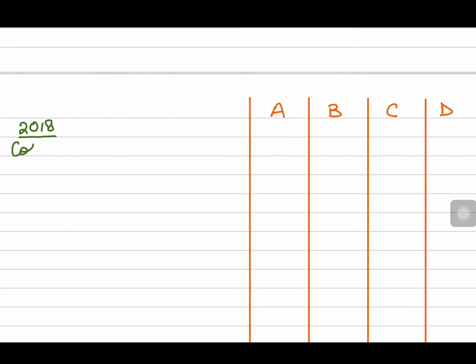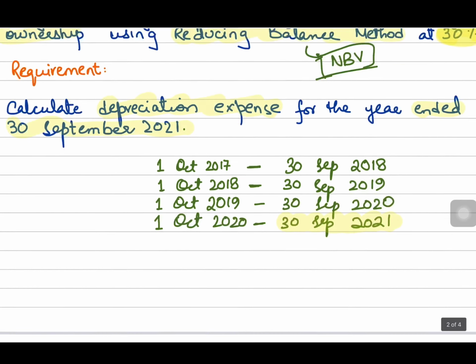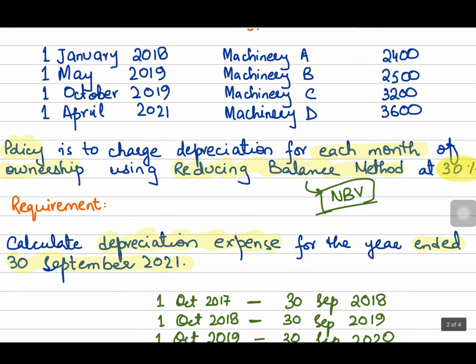Now what is the cost of this asset? The cost is 2400, right? And what is the policy? The policy is to charge depreciation at the rate of 30%. So 2400 multiplied by 30%. But is that it? No. I know that I am following the monthly basis policy of depreciation.